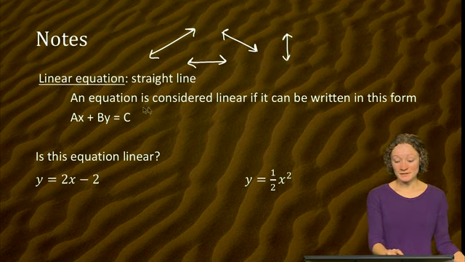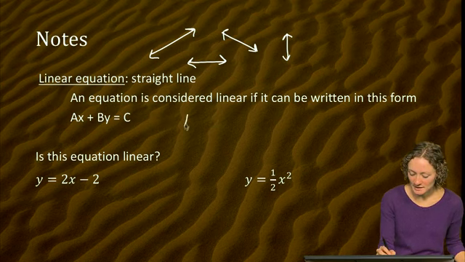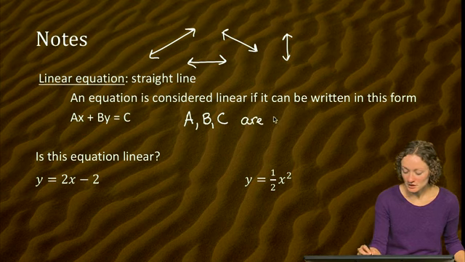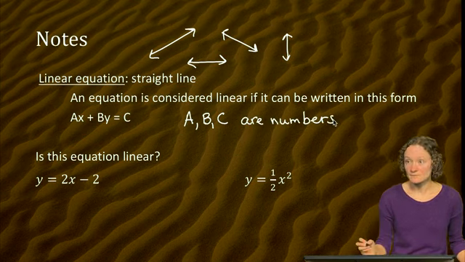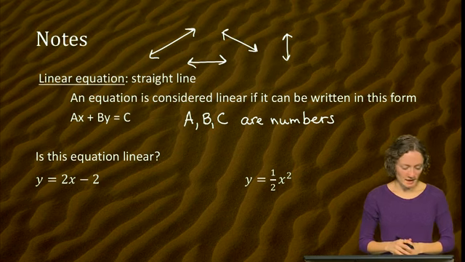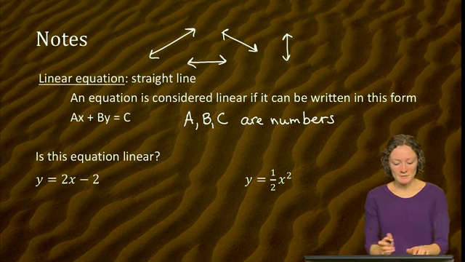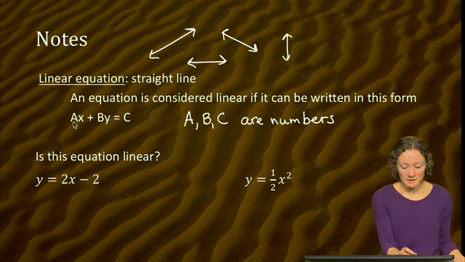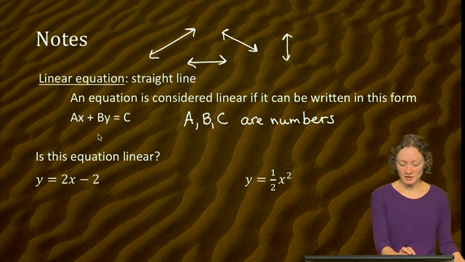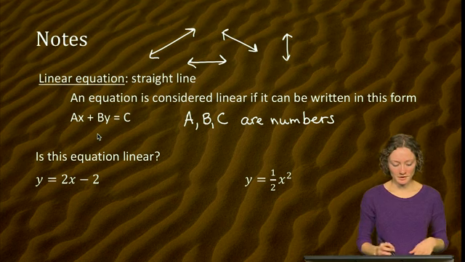Some notes about this equation. In this format, a, b, and c just represent numbers. Any numbers. They can be positive numbers, negative numbers, or 0. We'll see examples where that is the case in a later video, but they can be any type of number: decimal, fraction, negative, positive. That's all it takes for an equation to be linear. If you can get it in this format, then it is linear. So let's look at a couple examples.